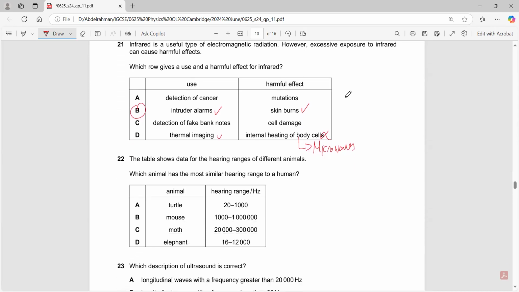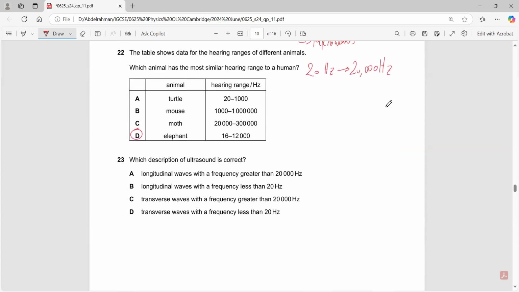The table shows data for the hearing ranges of different animals. Which animal has the most similar hearing range to a human? We know that the human has a hearing range from 20 hertz to 20,000 hertz. The closest one would be an elephant. Yes, an elephant would be the closest one. Which description of ultrasound is correct? Are they transverse? No. Longitudinal waves with a frequency greater than 20,000 hertz. Yes.